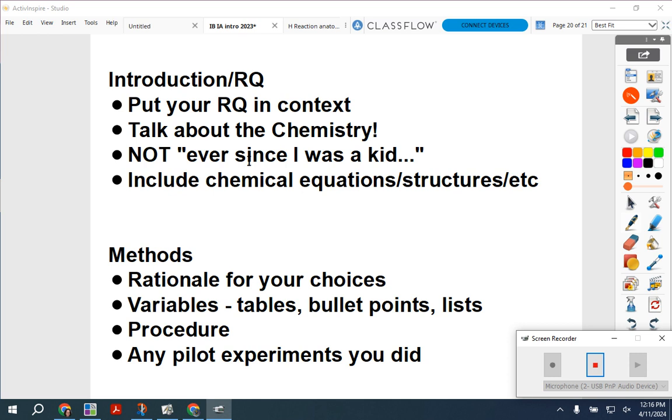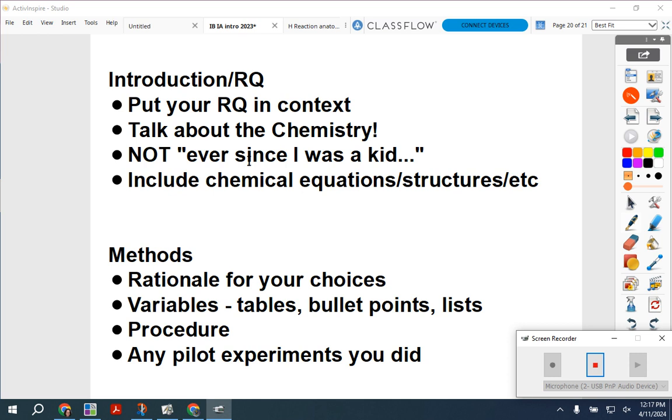Usually, you're going to have some kind of methods or procedure section next. That should include why did you choose those specific temperatures or times or concentrations? You know, what made you design your experiment the way you did?